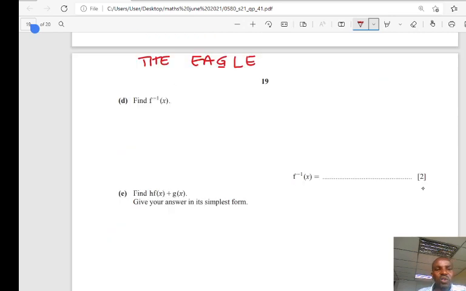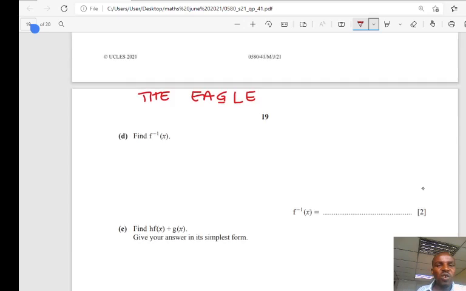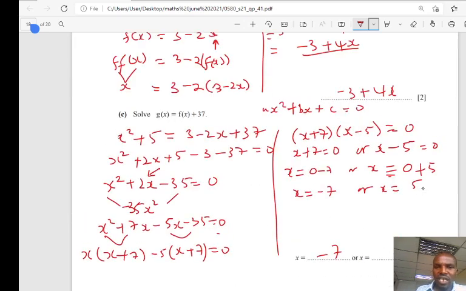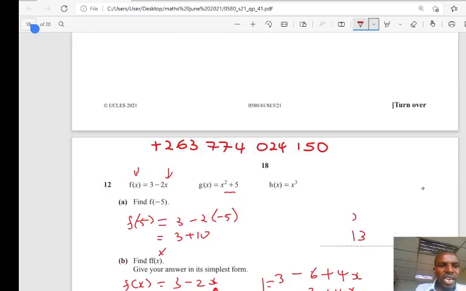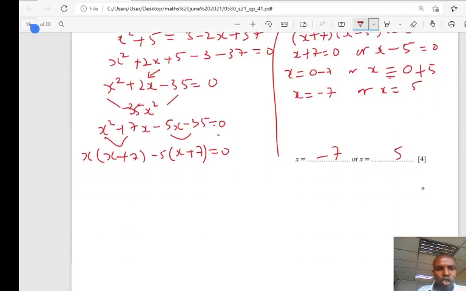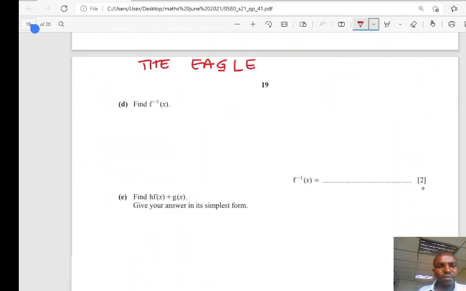Find f inverse of x. That's the inverse of f of x. You come up here. What was f of x? F of x is here, 3 minus 2x. That's f of x.